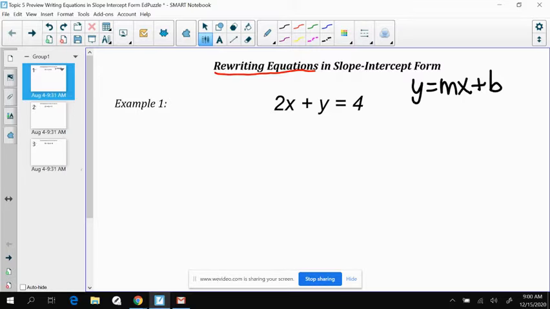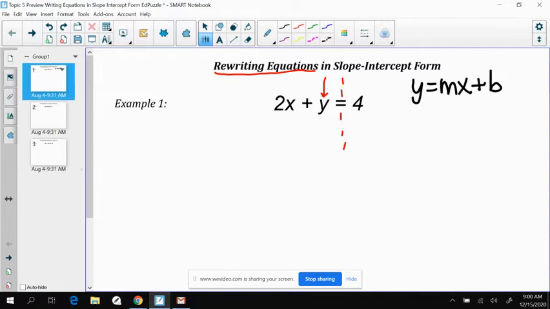So let's look at example 1. 2x plus y equals 4. This equation is not in y equals mx plus b form yet. Our goal is to isolate, or get our y all by itself. Just like when we were solving equations earlier this year, we are going to use inverse operations, those opposite operations, to get our variable alone.